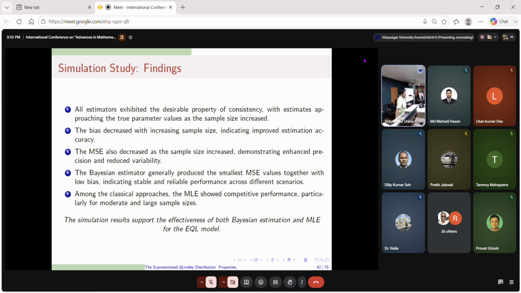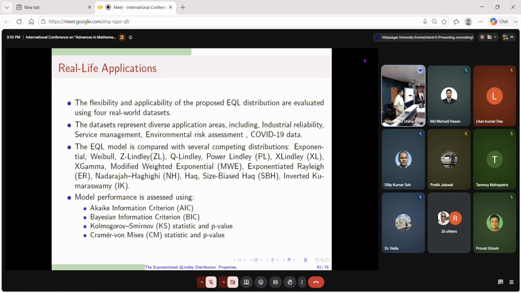That means if this happens, our model is stable. We can say our model is stable. Our model will give consistent results, or we can say the parameters of the particular model will follow some properties, like the consistency properties of maximum likelihood estimation. So we are going to test some real life applications of the same.